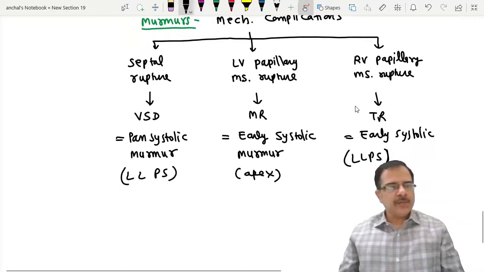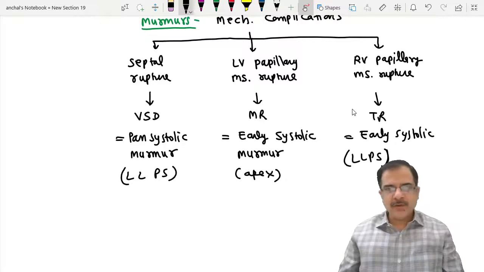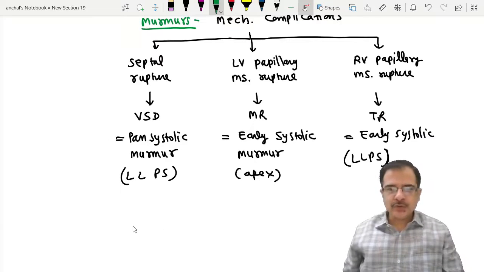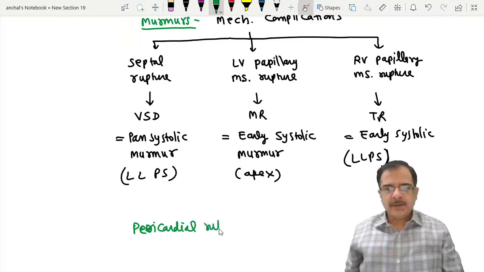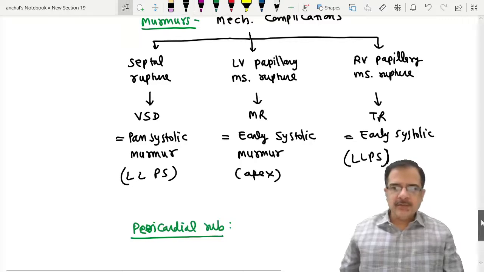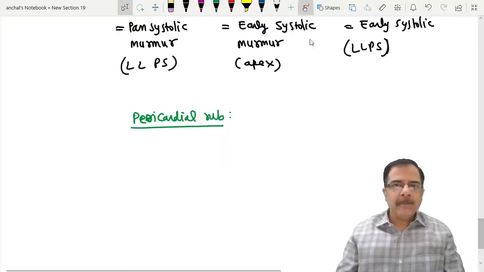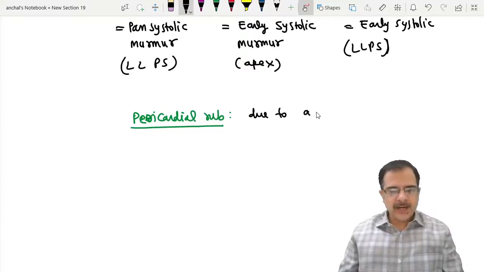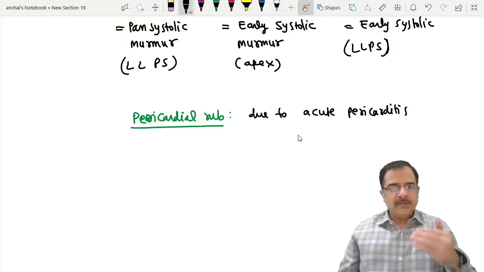So these are the types of murmur which can be present in cases of myocardial infarction. Now come to the rub or additional sounds. So we find a pericardial rub in myocardial infarction. The reason for the pericardial rub is the presence of pericarditis. So this is due to acute pericarditis.